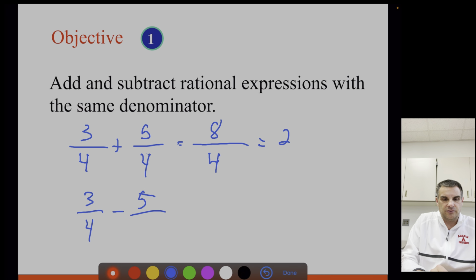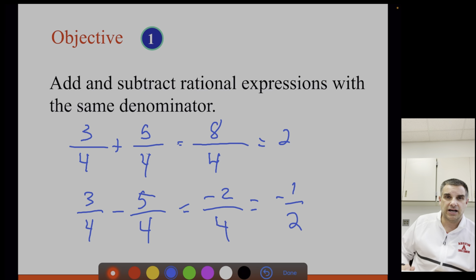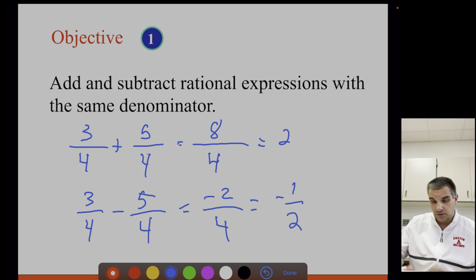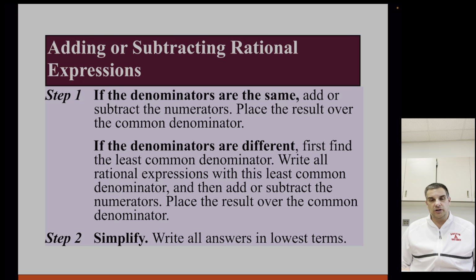So let's say we have 3/4 minus 5/4. Well, the denominator is already 4. 3 minus 5 is -2. Now you reduce that to -1/2. Again, we're just subtracting the numerators. Denominator stays the same. So that's what we're really going to do with rational expressions. If the denominators are the same, add or subtract the numerators. Place the result over the common denominator.